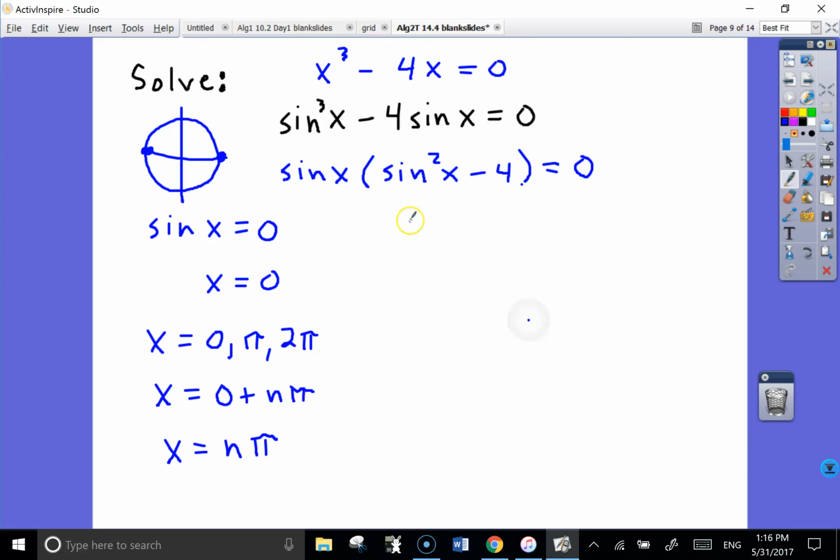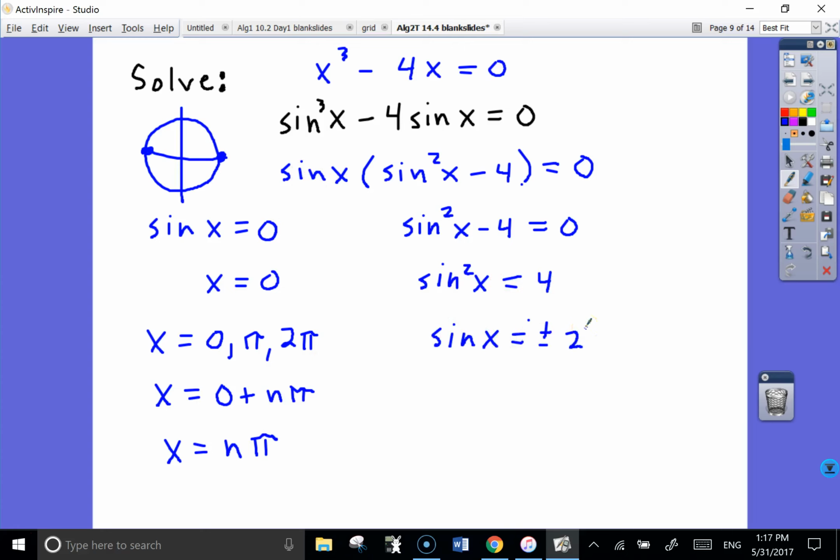Now let's try the other one. Sine squared x minus 4 equals 0. You could factor that like a difference of squares, sine x plus 2, sine x minus 2, or you could just isolate the sine squared. Sine squared x equals 4. Take the square root of both sides. Sine x equals plus or minus 2.